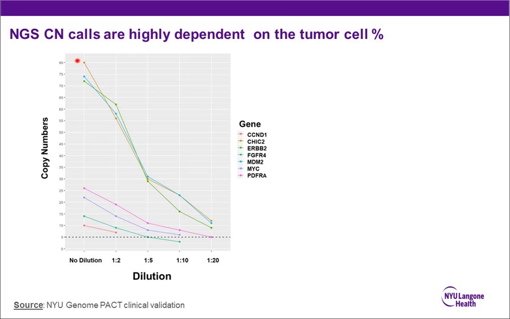While tumors that have a very high starting level of copies do relatively well even with significant dilution, 1 to 10 or 1 to 20, the genes that are amplified with a relatively lower number will be very much affected by your dilution, and you're not going to be able to call them at the threshold, which is here established at 5 copy numbers.